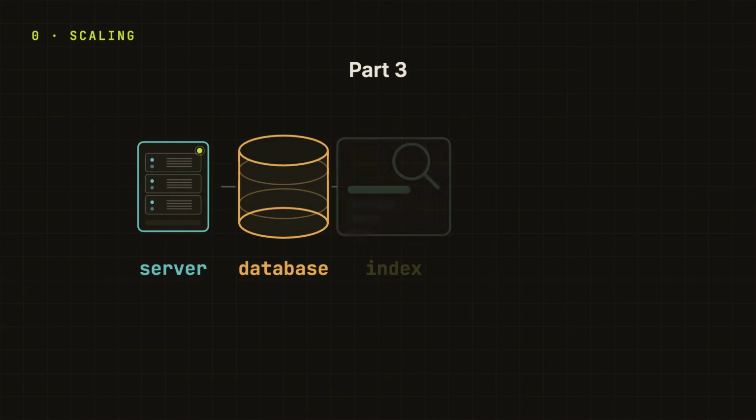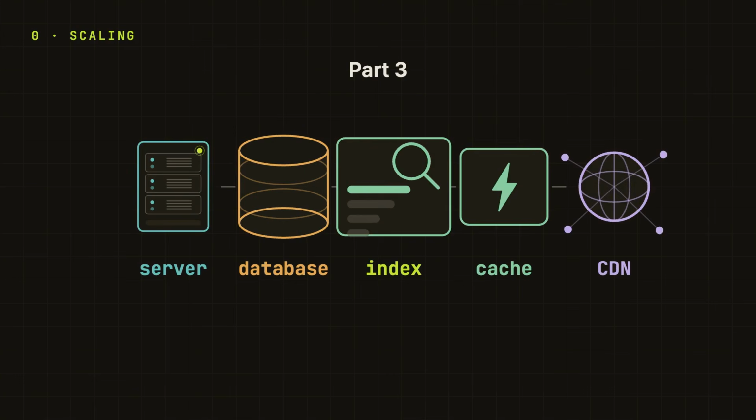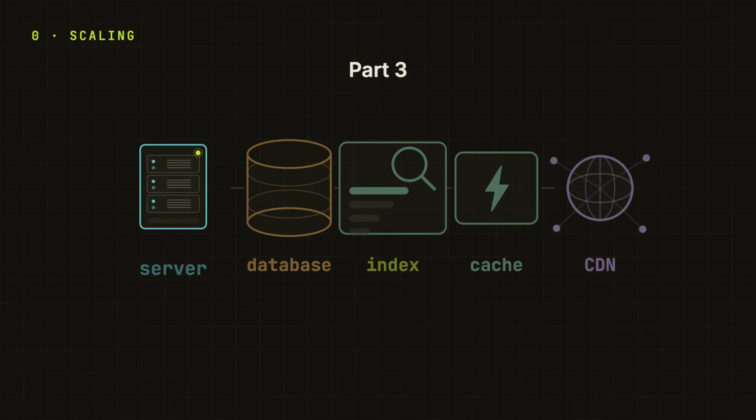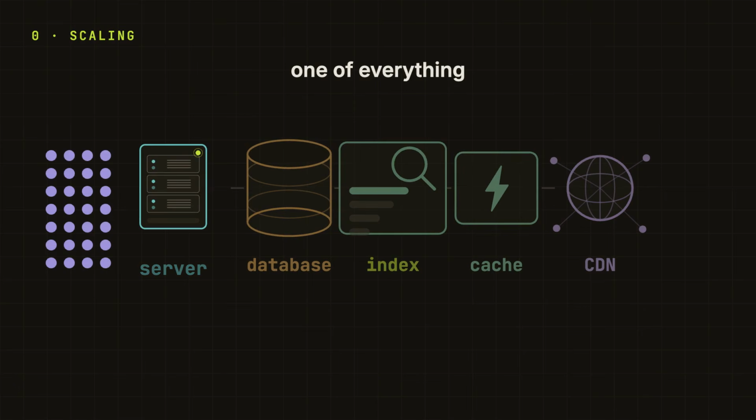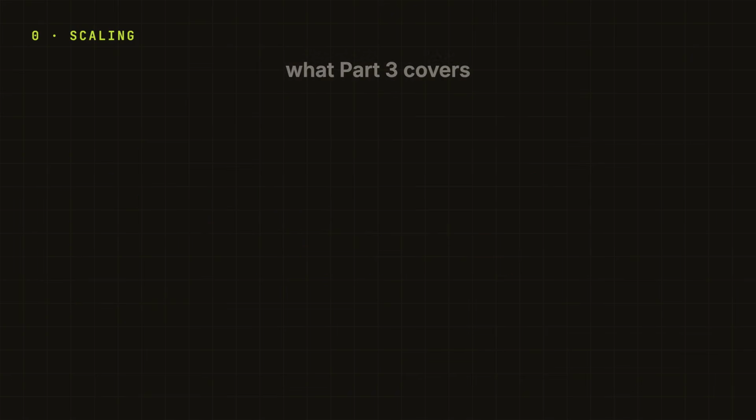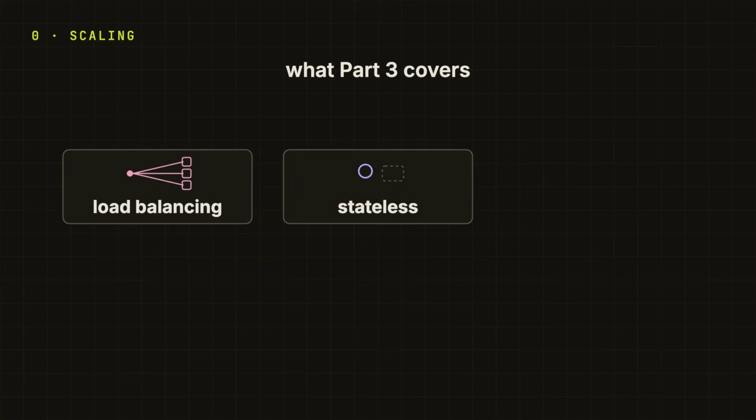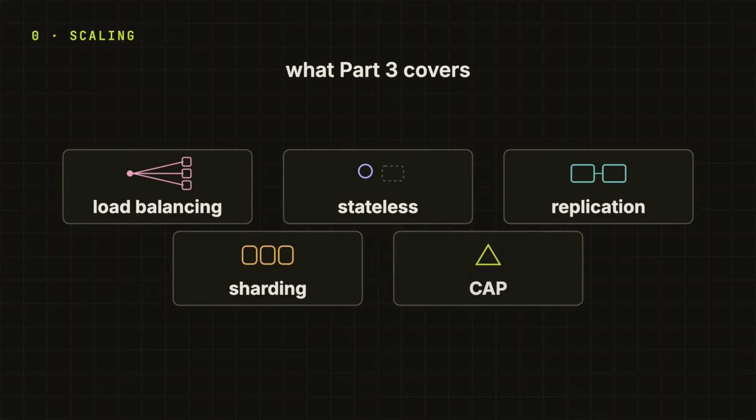Welcome back. This is part 3. So far, across the first two parts, we have built a single server with a database, an index, a cache, and a CDN, and it works nicely. But this part asks the big question: what happens when one of everything is not enough? When millions of people arrive at once? This whole part is about scaling, load balancer, statelessness, replication, sharding, and the famous CAP theorem.